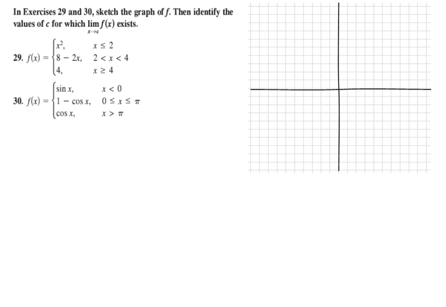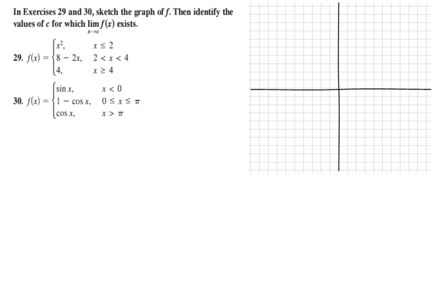In this video, I want to continue talking about evaluating limits graphically, or just by using a graph. In this case, though, we're not given the graph, we're given the piecewise function from which we have to make the graph. Then, to evaluate limits, or in this specific case, to identify values of c for which the limit as x approaches c of f of x exists. So in that sense, we're going to identify intervals on which the limits exist.